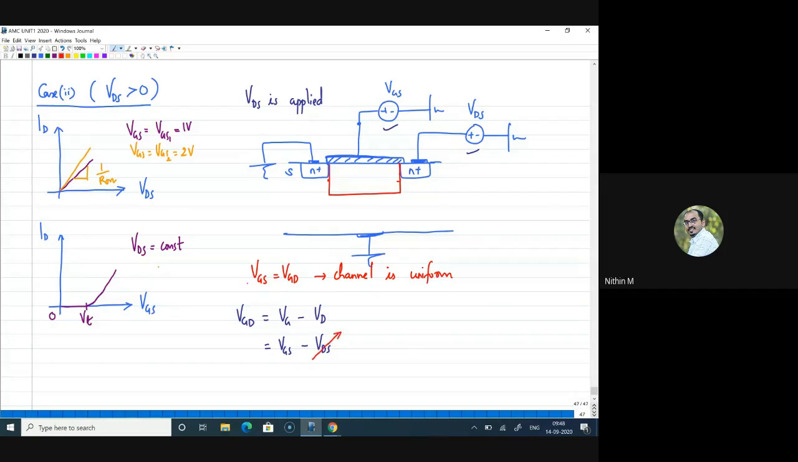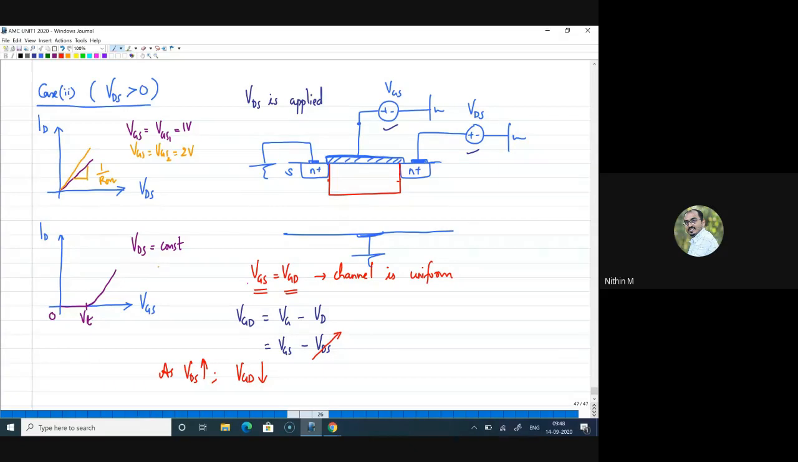Now VDS is increasing. What happens to VGD? If your VDS is increasing, your VGD will actually reduce. So if VGD is reducing, what happens? Previously, for a uniform channel, your VGS and VGD were equal, but now your VGD is actually reducing.